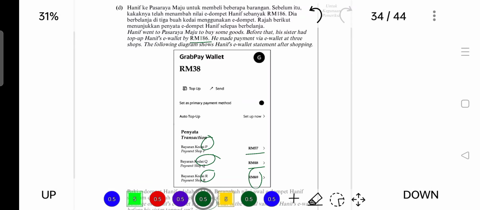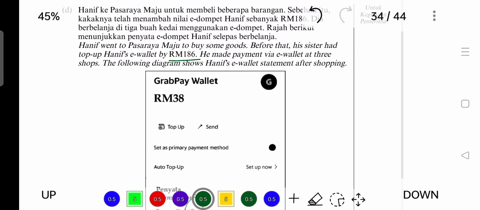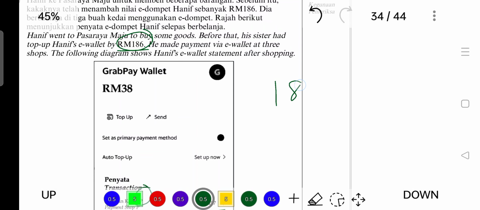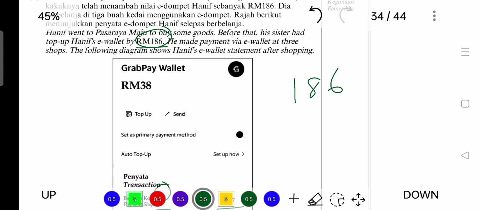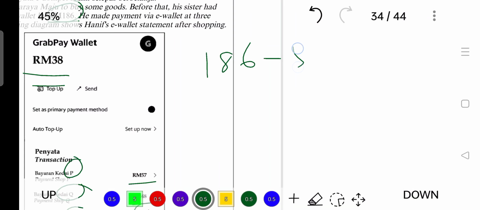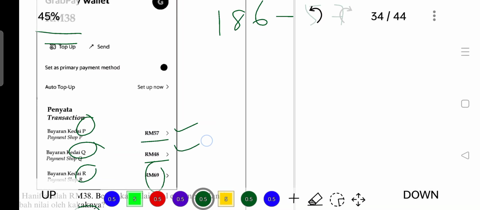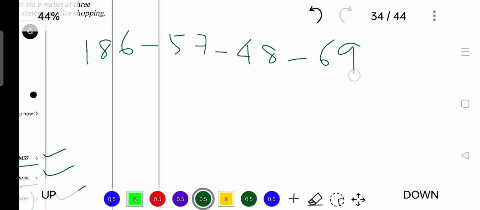Do you understand what they're talking about? Hanif went to Pasar Maju to buy some goods. Before that, his sister had already topped up 186 ringgit. So let's write that down: 186 ringgit. He made payment via e-wallet at 3 shops. So what he did was subtract 57 because he used that at this shop, subtract 48, and then subtract again with 69. What do we get?